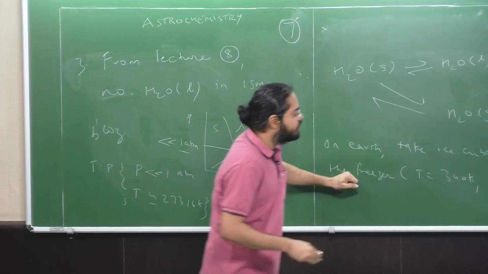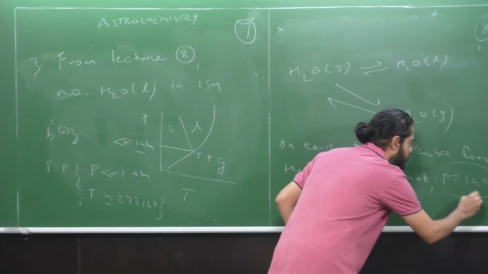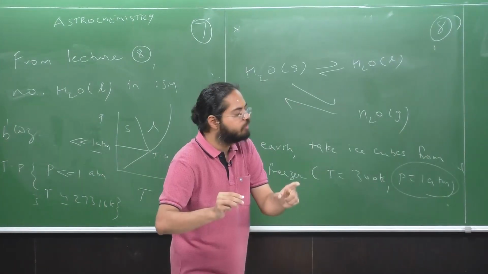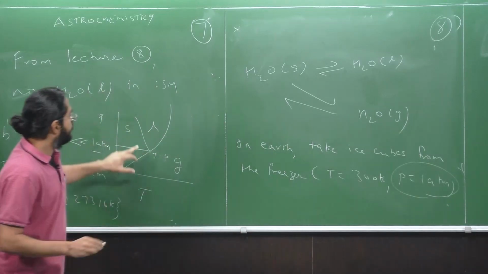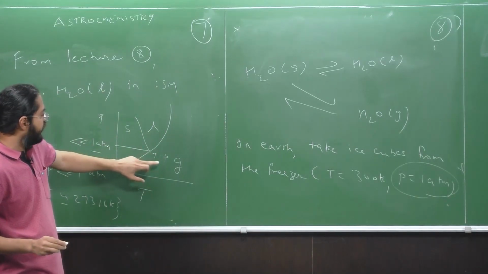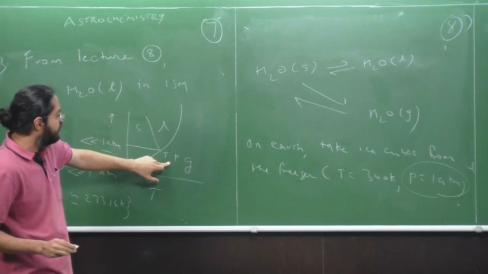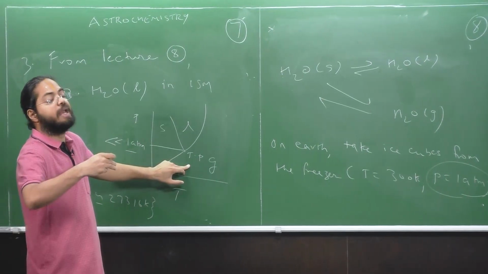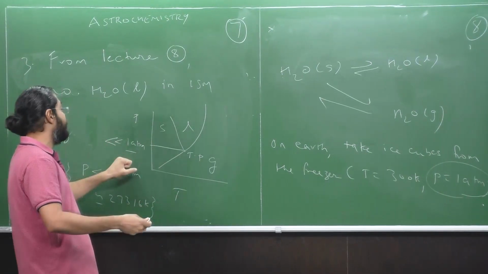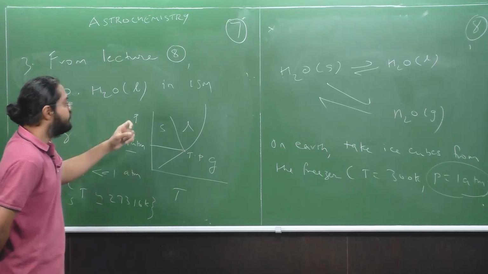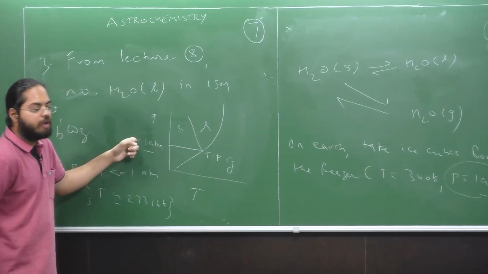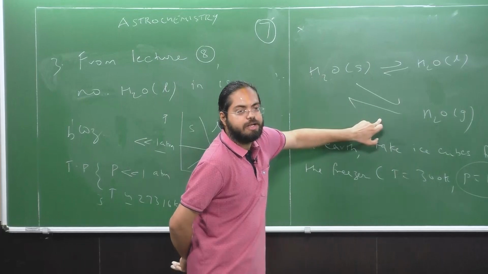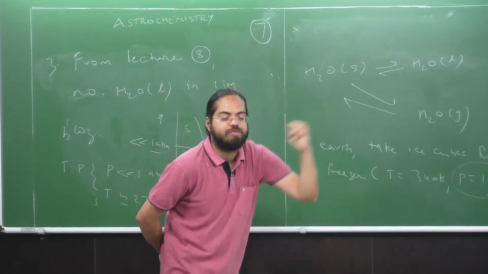But on Earth, we see the pressure to be 1 atmosphere. The pressure is 1 atmosphere, and so your solid and gas equilibrium is only possible at pressures which are significantly less than 1 atmosphere from this phase diagram. Yet, we see this happening on Earth when you open your freezer.